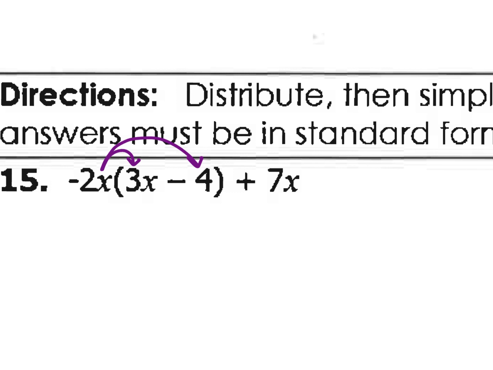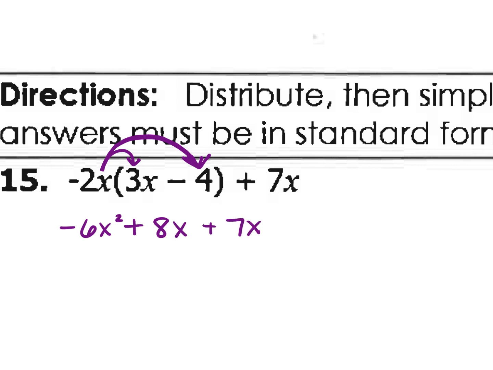Okay, so negative 2x times 3x, what do you get there? A negative 6, x to the second power. Then you multiply negative 2x times negative 4. Are you adding or subtracting? Adding. A negative times a negative is a positive, and that's 8x. And then there's this plus 7x at the end.